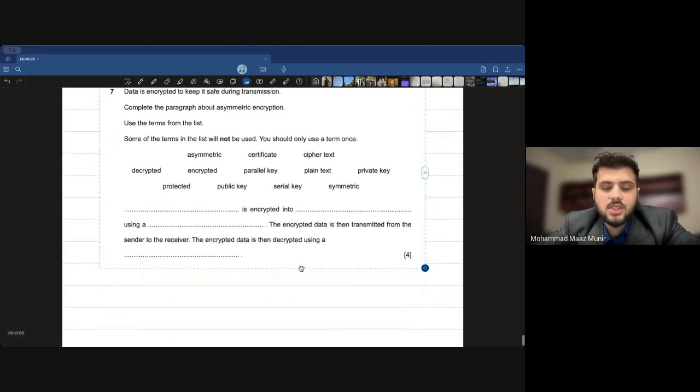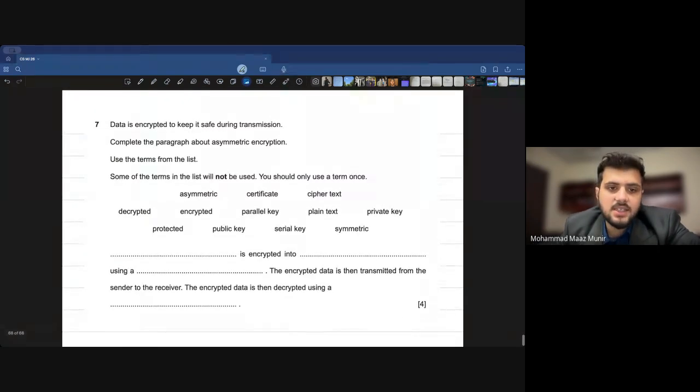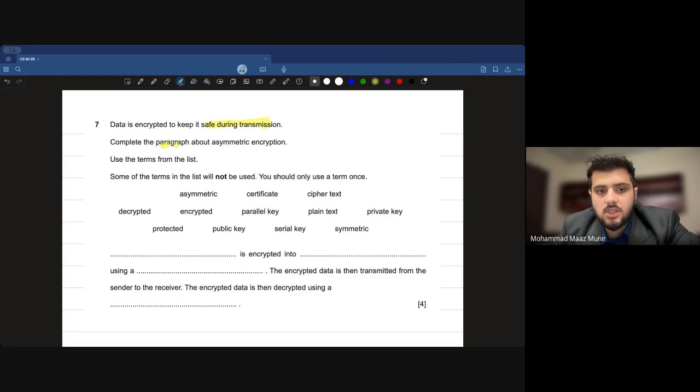All right. So now this question is again from encryption, a very easy, straightforward question. It says that the data is encrypted to keep it safe, and now we just need to complete the paragraph. Such questions are now commonly being tested, so you should be prepared for this.